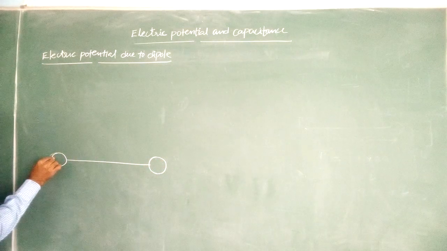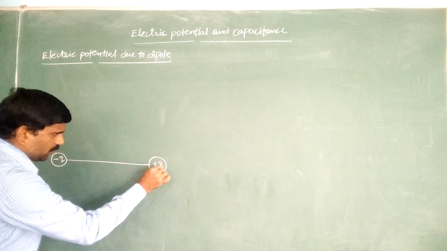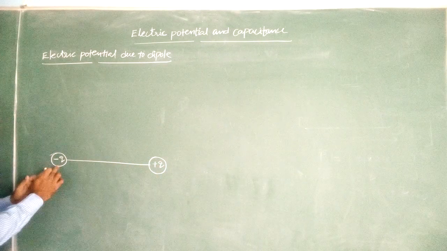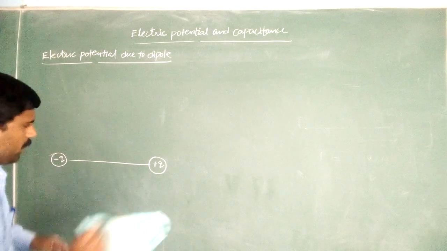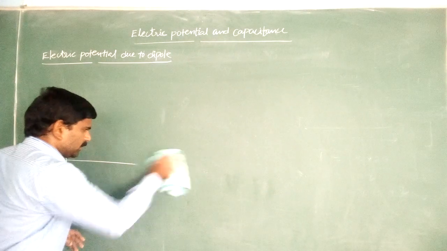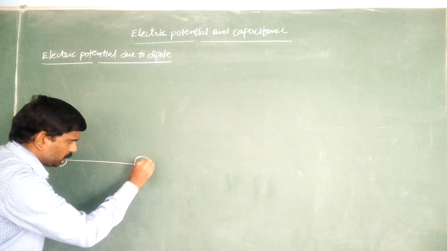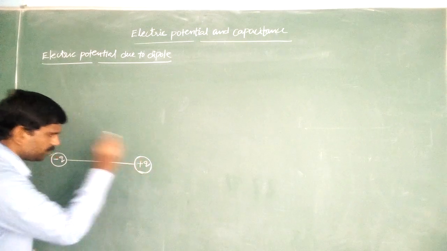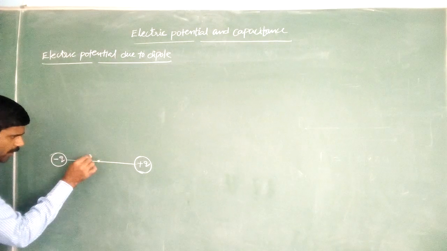This is the negative charge and this one is the positive charge. These two charges are separated by a distance of 2a. Okay, so this is the positive charge, plus q charge. And O is the midpoint.